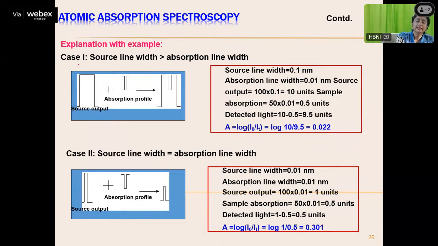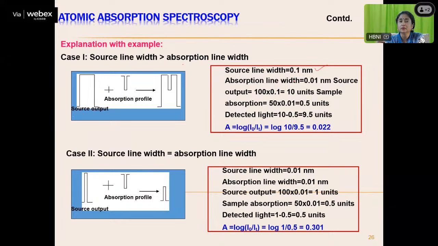So say you take a case where the source line width is greater than the absorption line width. This is the source output. Just for easy calculation, I have drawn it in a square output manner. This is the source output and this is your absorption profile. Say you are looking at sodium atoms, which have a very fine absorption line, and say the concentration is such that it can absorb 50% of the source output. Now the source line width will be, say, 0.1 nanometer.